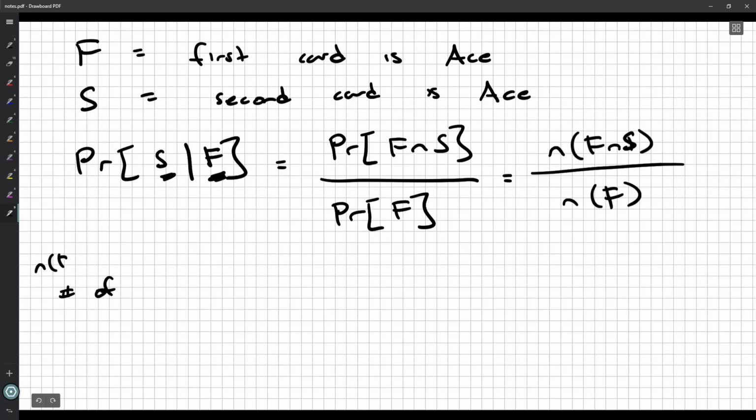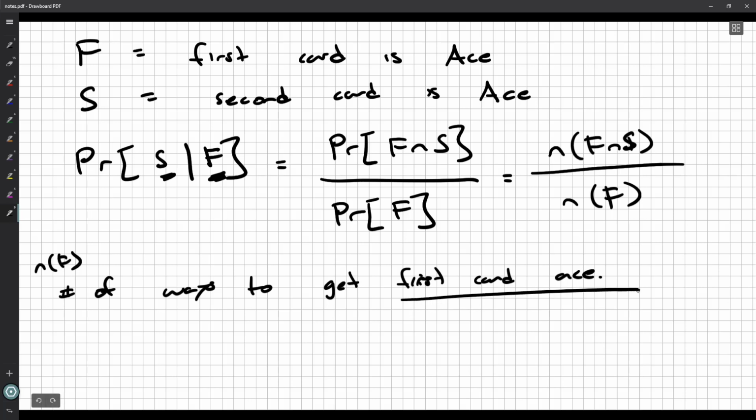So we'll do n of F first. So number of ways to get the first card as an ace. Okay. So now I think about, well, I'm drawing 2 cards from the deck. I'm going to get my first card. And so I need it to be an ace. So there's 4 aces to choose from. I just need to pick one of them. So pick one of those 4 aces. And then, what do I have left? Well, I've got 51 cards left in the deck. It can be any of them. Okay. So 51 cards left to pick from. This is 4 times 51.